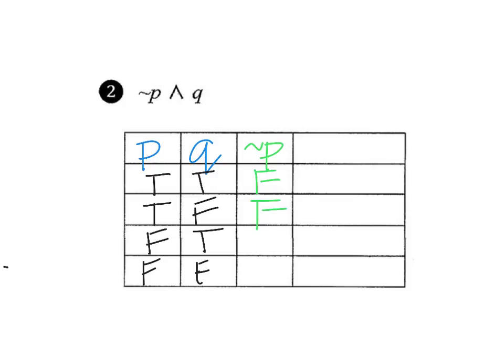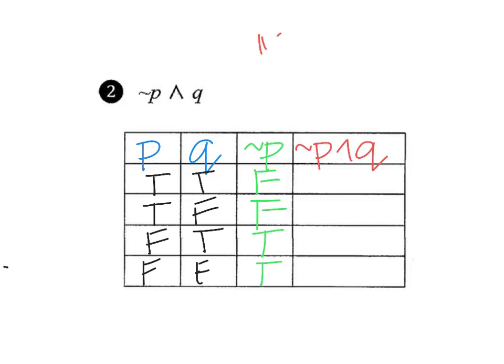All right, and then the opposite of this false is true. The opposite of this false is true. So then we've got true and true. Then lastly, we want to do a column for the compound statement. So our compound statement is not P and Q.